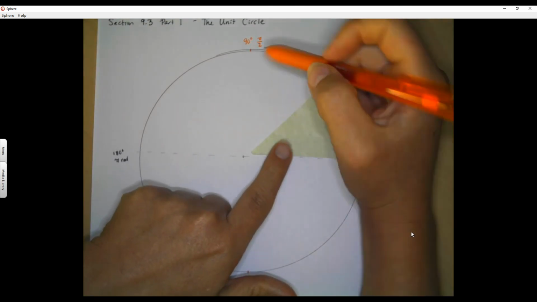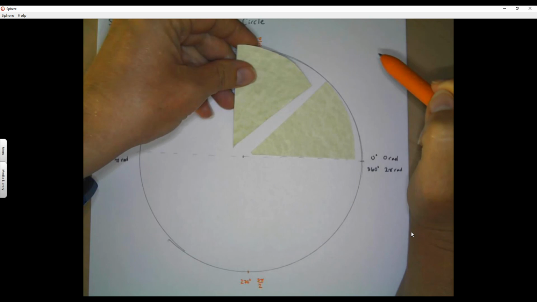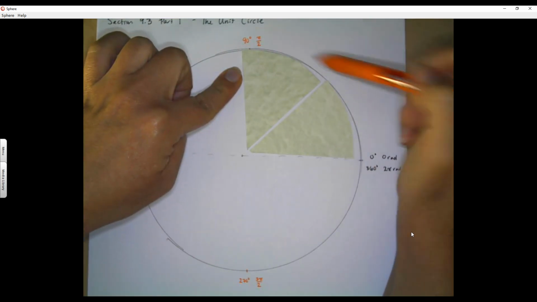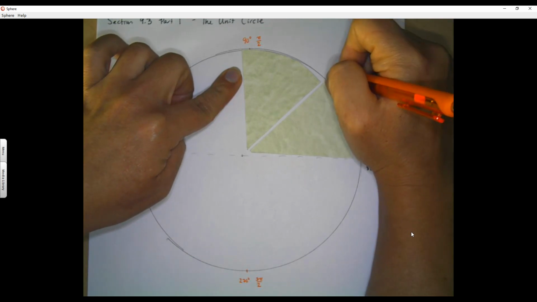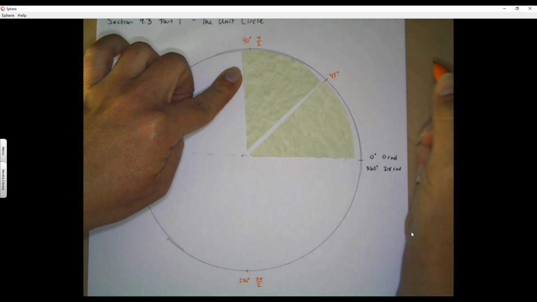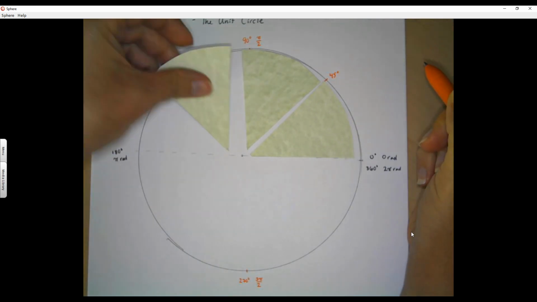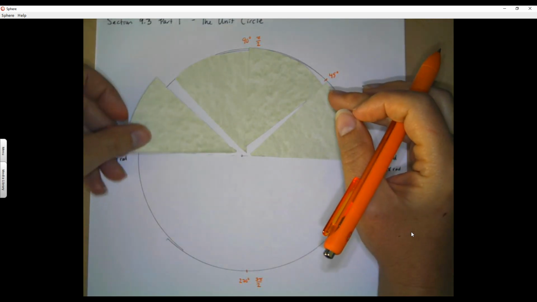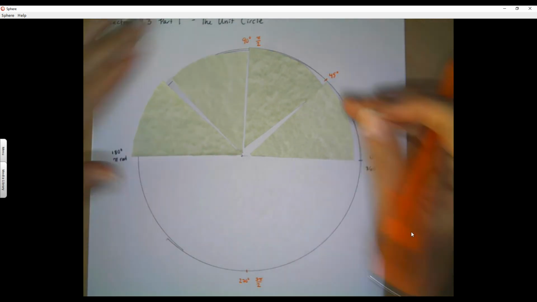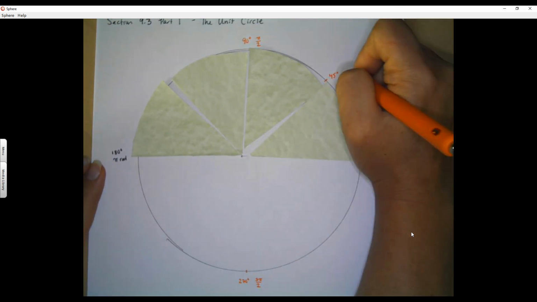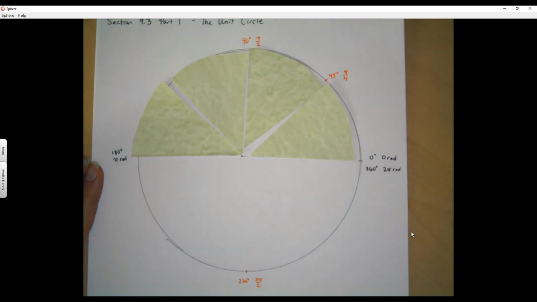All right, so this is, let's see, half of 90 degrees. Well, half of 90 degrees is going to be 45 degrees. Okay? And if you can see, I've divided pi up into 1, 2, 3, 4 pieces. So this is going to be a fourth of pi, or pi over 4.